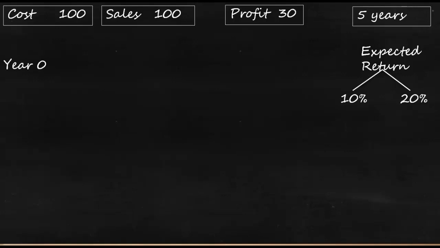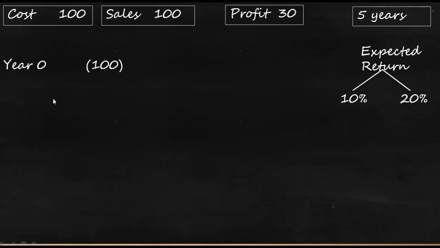Now we'll have the cash flows for all the 5 years. We'll start with year 0. Why year 0? Because that is the point where you commit all the cash outflows. So what is the cost of the project here? It is 100. So we'll put that 100 here, shown in brackets because it is a cash outflow.